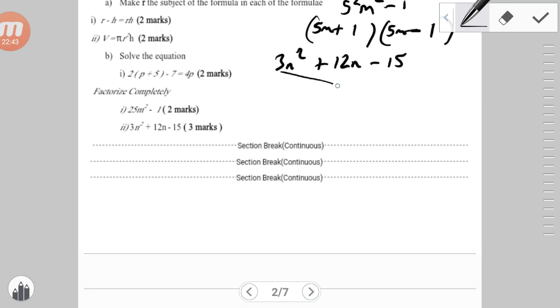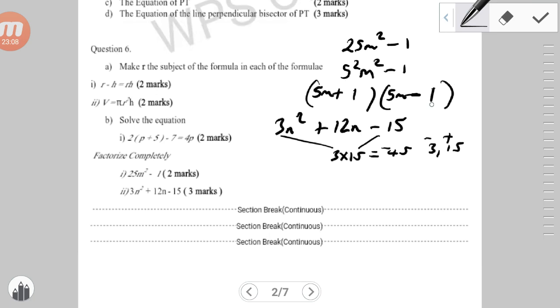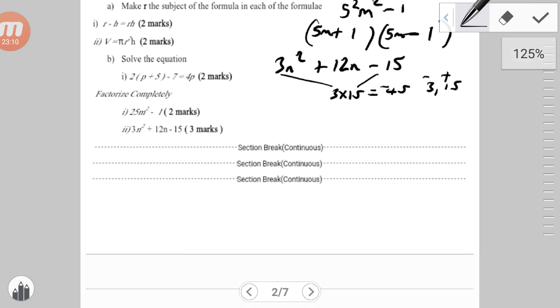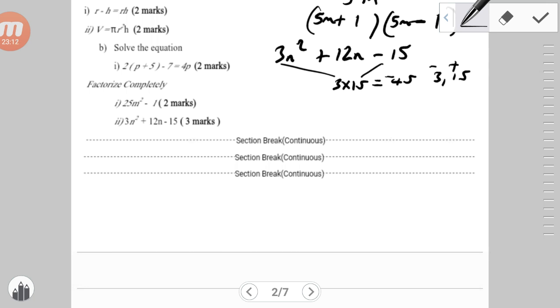All right, so the first step here is to say 3 times 15. That's equal to 45. I need pairs of factors of 45 that could possibly give me 12. I think I already have it. That's 3 and 15, making the 15 positive and the 3 negative. You're going to find that 15 take away 3 is 12, and negative 3 times 15 is negative 45. So my 2 factors are going to be minus 3 and positive 15.